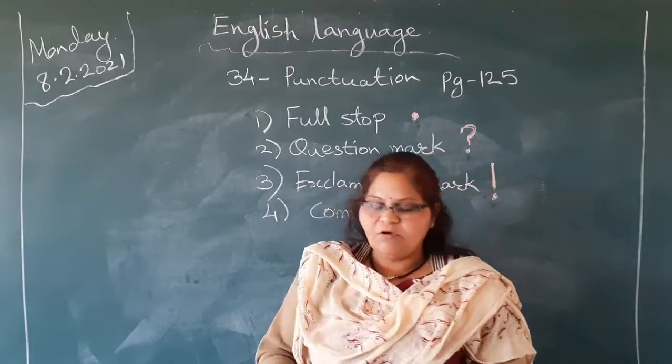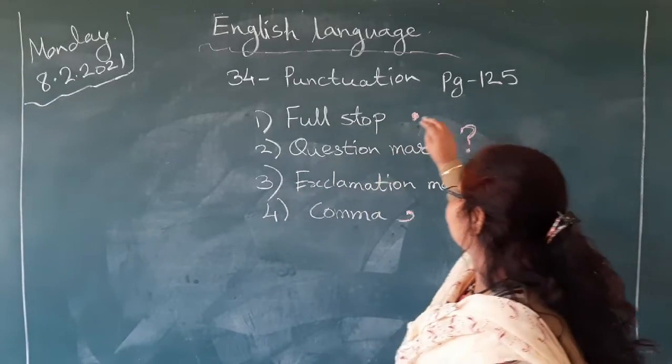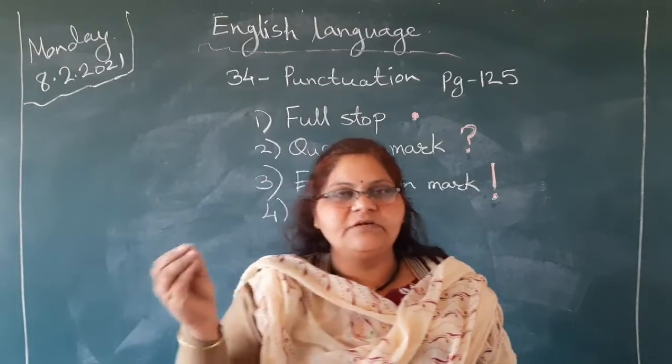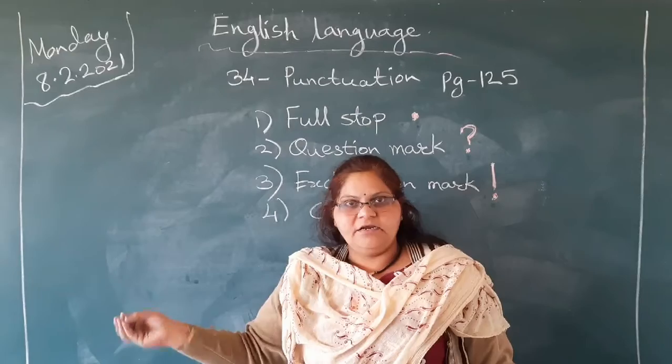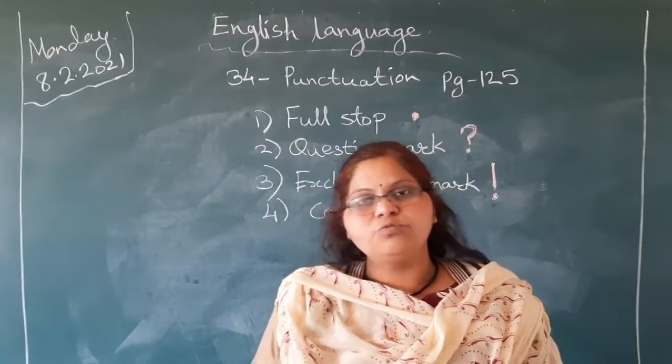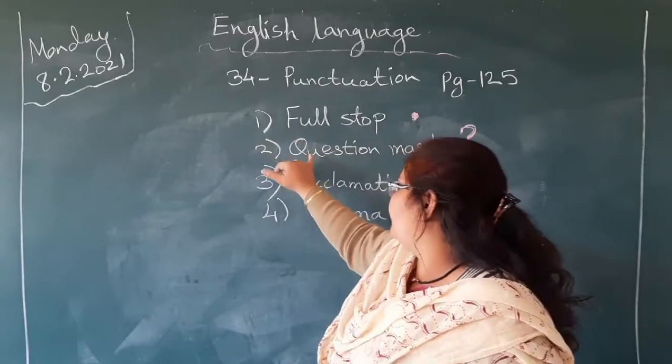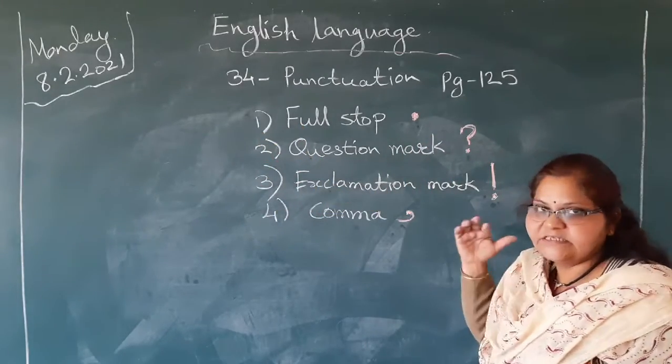Most of the time we have to see the punctuation marks at the end of any sentence, but not every time. Sometimes the comma is not used at the end; it is in the middle of the sentence. But most probably we are going to see only the first three in this exercise: full stop, question mark, and exclamation mark.